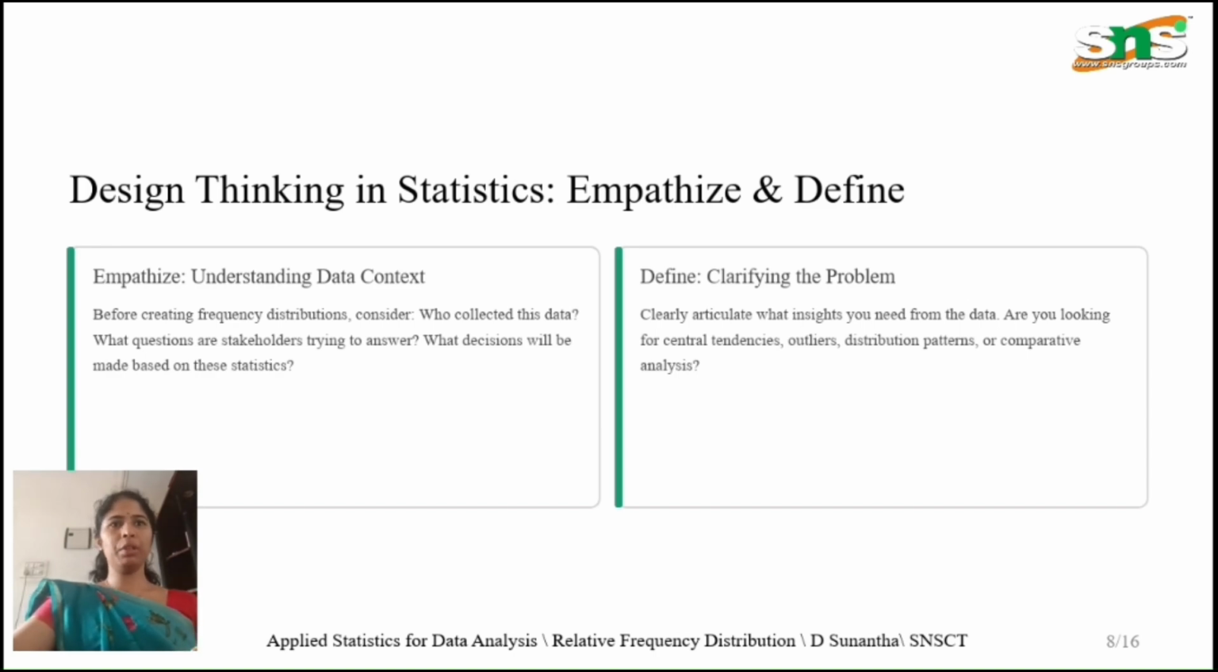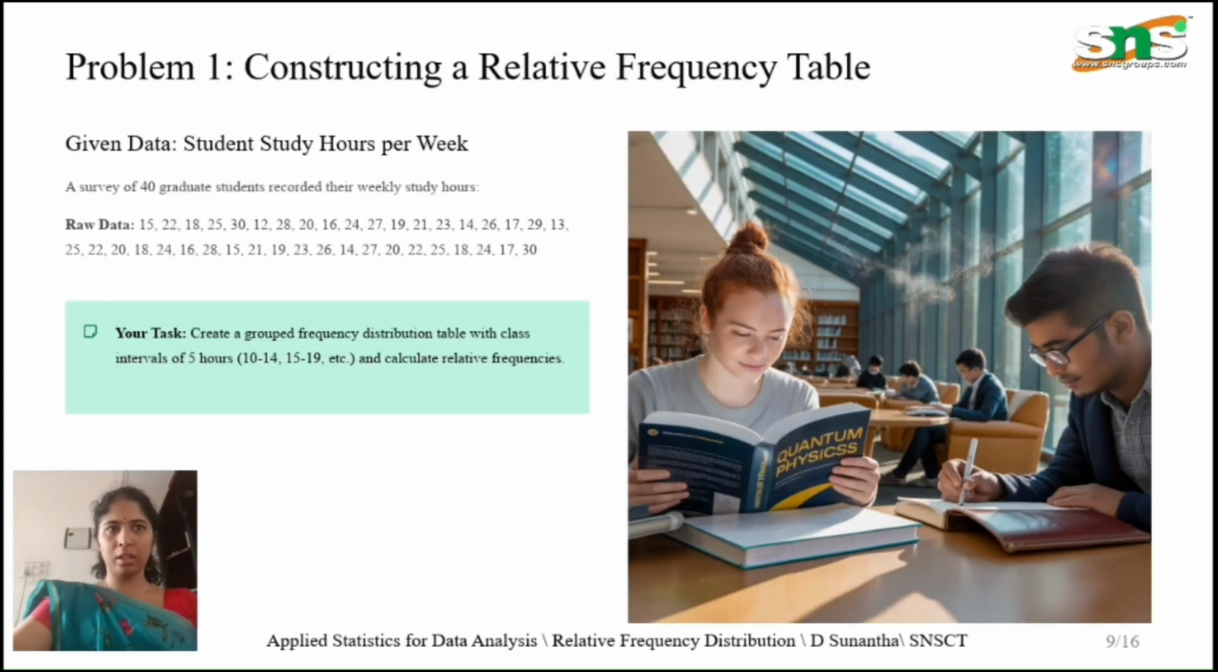Next one will be design thinking in statistics, empathize. So what is the purpose of relative frequency? Before creating a frequency distribution, consider who collected this, what questions the stakeholder is trying to answer, and what decisions will be made based on these statistics. Next, clarifying the problem. Clearly articulate what insights you need from the data. Are you looking for central tendencies, outliers, distribution patterns, or comparative analysis?